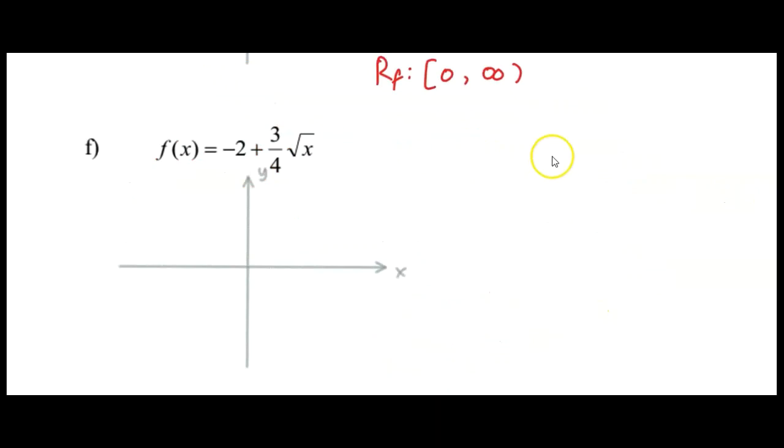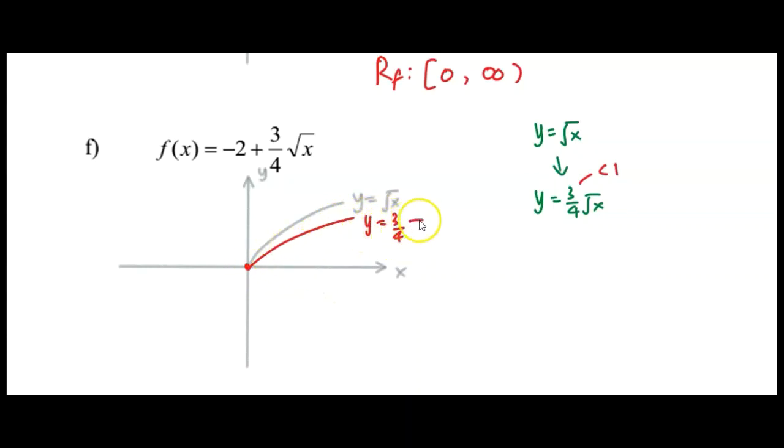For the next example, I need to sketch the basic graph first. This is my basic graph, followed by y equals 3 over 4 square root of x. When you multiply my basic function with a value which is less than 1, your graph will be a little bit less steep, the gradient will be less. So when you sketch the graph, this will be the one. This is y equals 3 over 4 square root of x, and the basic graph, you just delete it. After that, followed by -2.